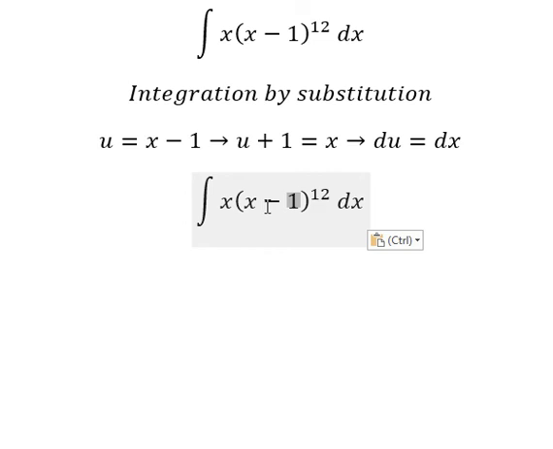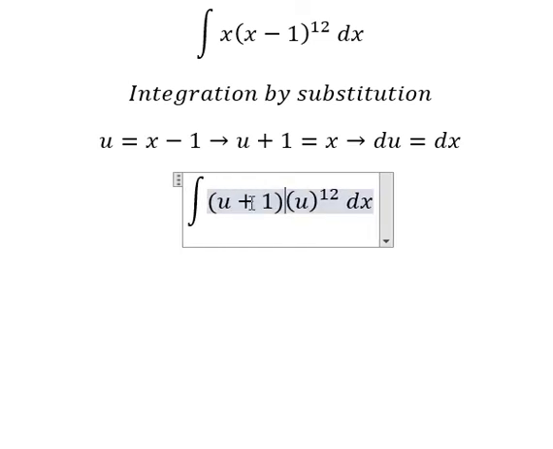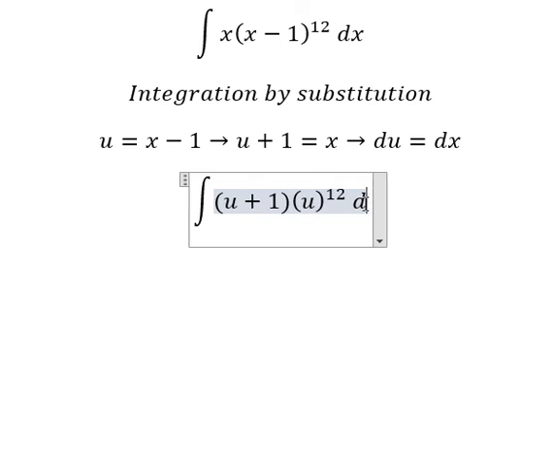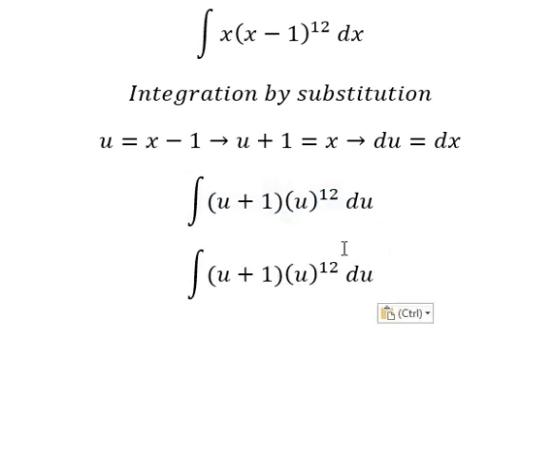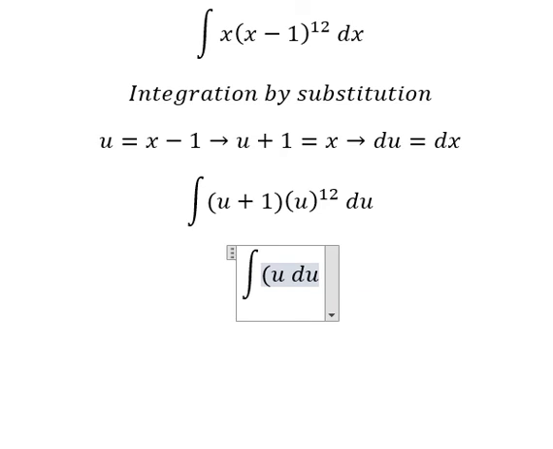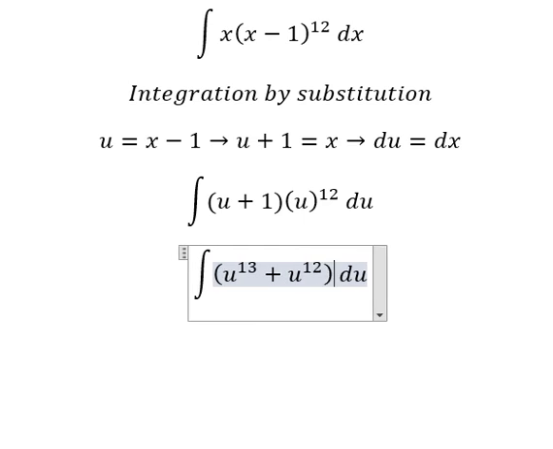Next, for this one, we change s to u plus 1, and ds we change to du. So you get u to the power of 12 multiplied by u plus 1, and you get u to the power of 13 plus u to the power of 12.